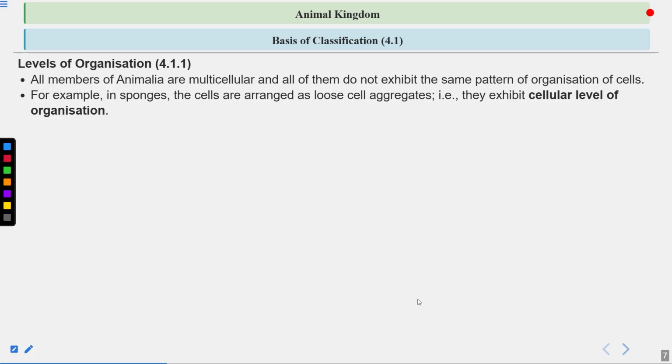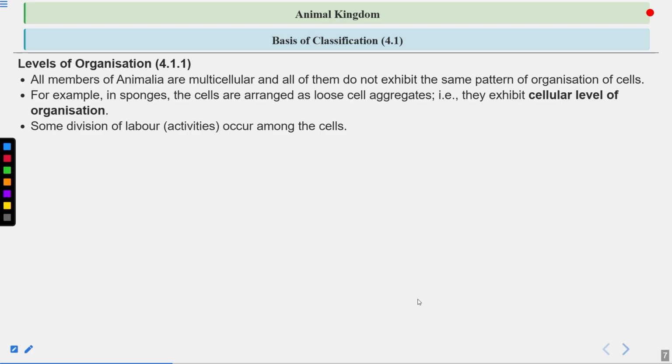For the formation of tissue, the cells should be intact. There should be close contact between the cells, and then they can do one particular function. A group of cells performing one particular function, that is tissue. But here, all the cells are loosely arranged, and every cell is responsible for its own function, right? So they are exhibiting the cellular level of organization.